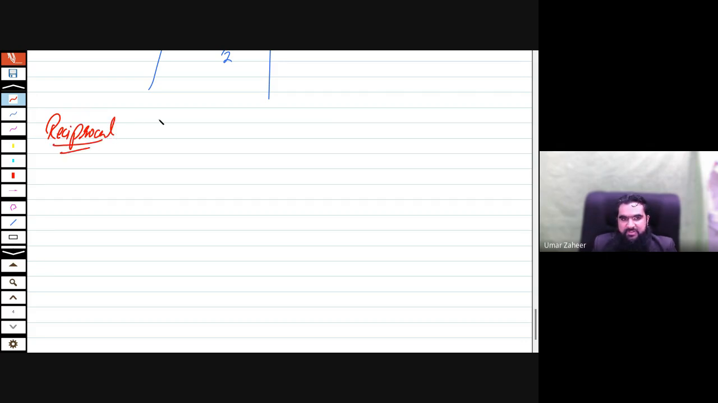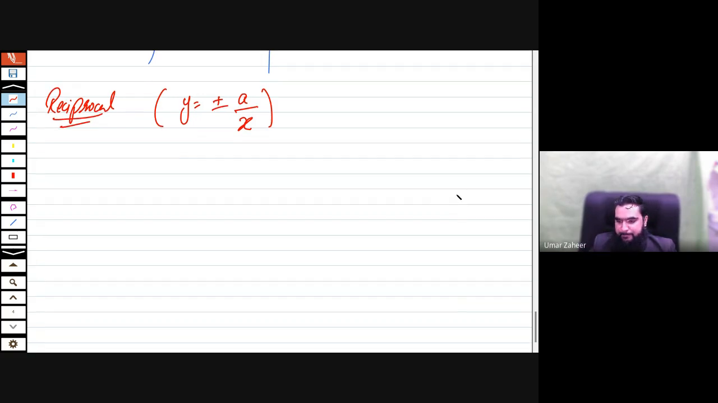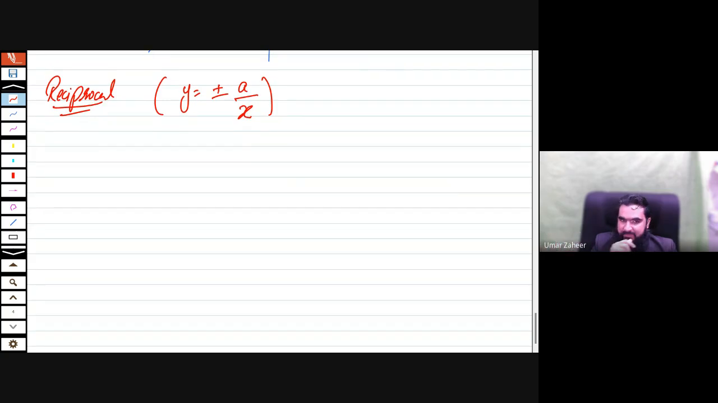The reciprocal means you have a graph y is equal to plus or minus any constant, 1, 2, 3, 4, 5, 6, -2, -3, -4, anyone, but divided by x. The x will be the denominator, right? The x must be in the denominator. So, for example, if we do the first case, we have y is equal to plus 1 by x. Then the shape of the graph is going to look like this.